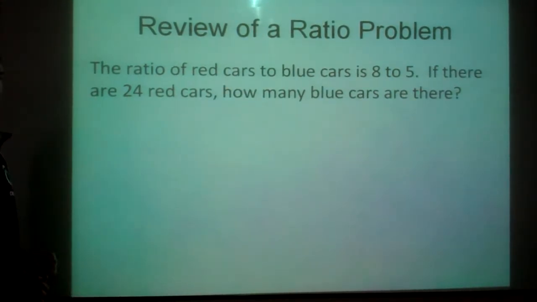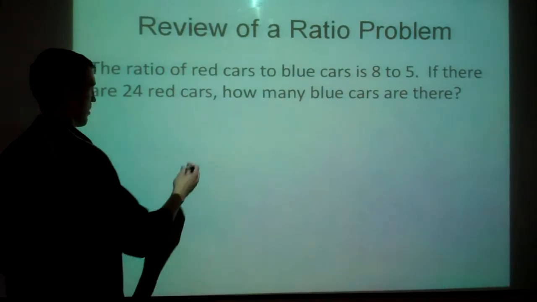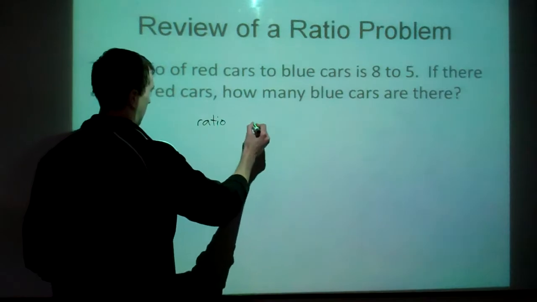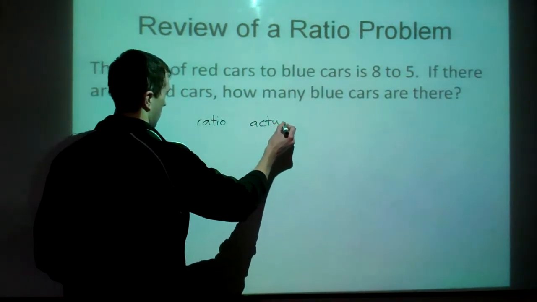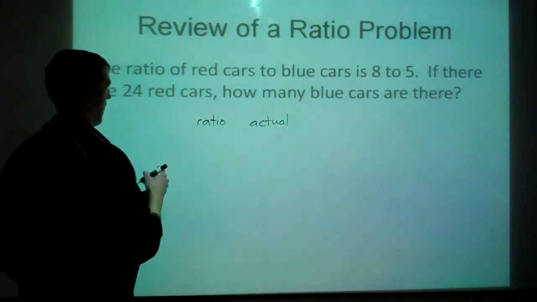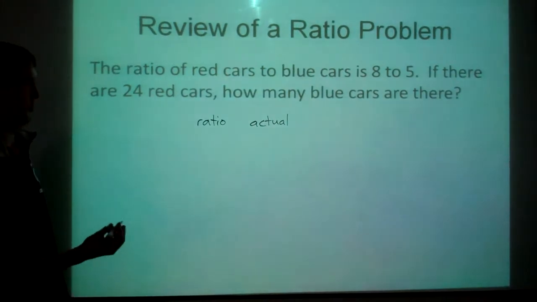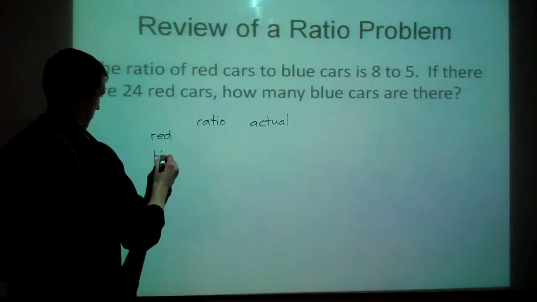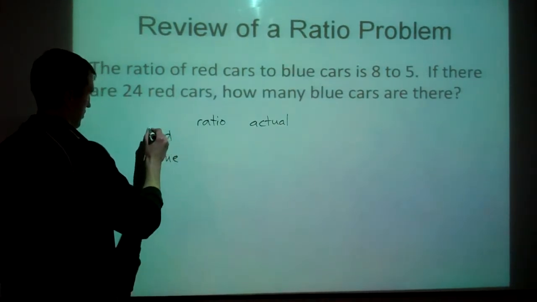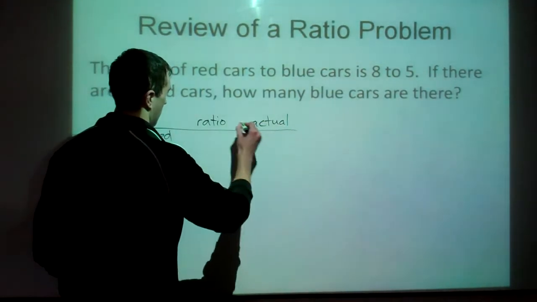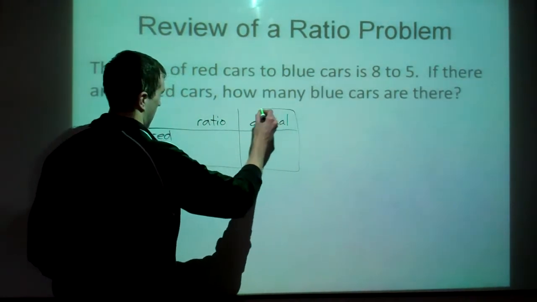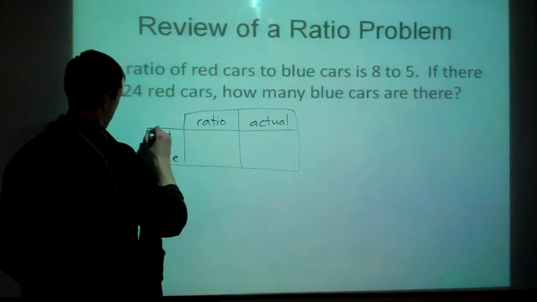And what we've been doing is we've been setting up those ratio boxes. We have the ratio and actual, and then we have whatever we're talking about on the side. So red cars and blue cars, just like that. So we get a ratio box, is what they call it.